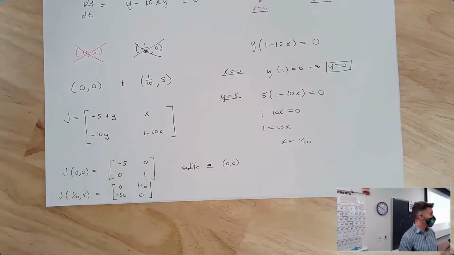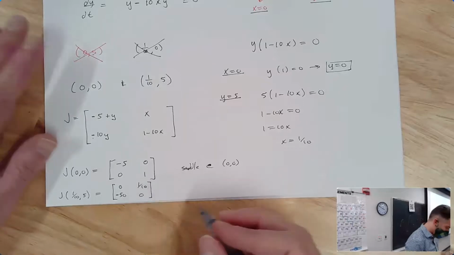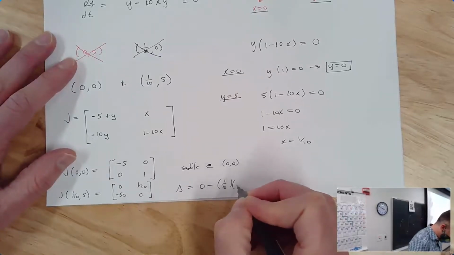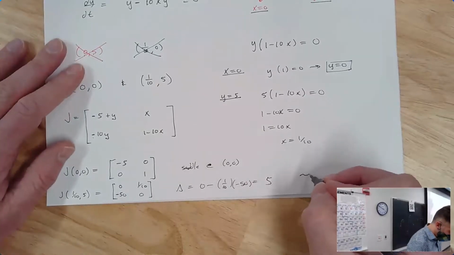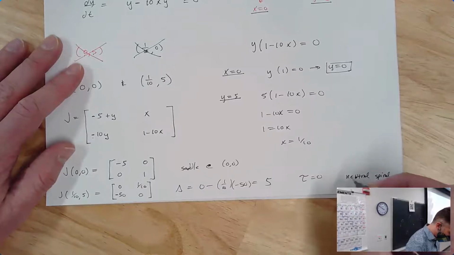One of two things, actually. So if the trace is 0 and you're above, you have a neutral spiral. If the trace is 0 and your determinant's negative, what do you have? Saddle, right? Determinant's negative is always saddle. Is my determinant negative? Not. It's positive. My determinant here is 0 minus 1/10 times -50, which is +5. My trace is 0. That means we have a neutral spiral, also called a center.